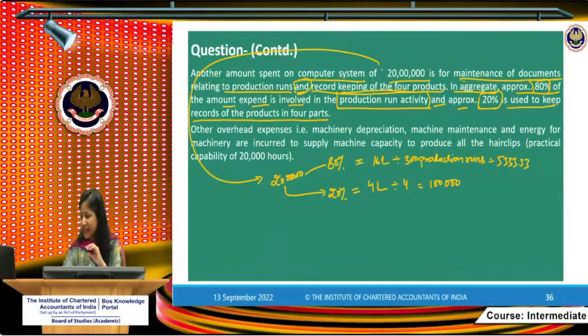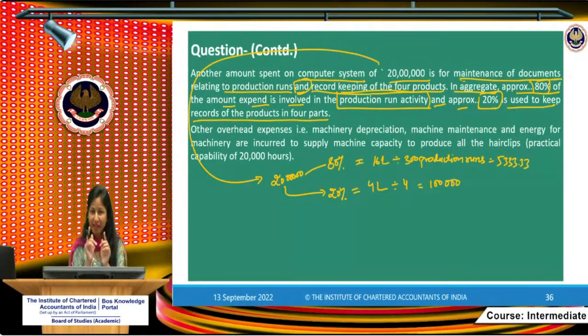Dhanlakshmi is asking, what if anything is not mentioned separately for indirect labor? Shall we give an assumption that it is taken for only direct labor? Yes, in case anything is not written, you can assume and solve it, but put a note at the end that you have solved this question assuming this.